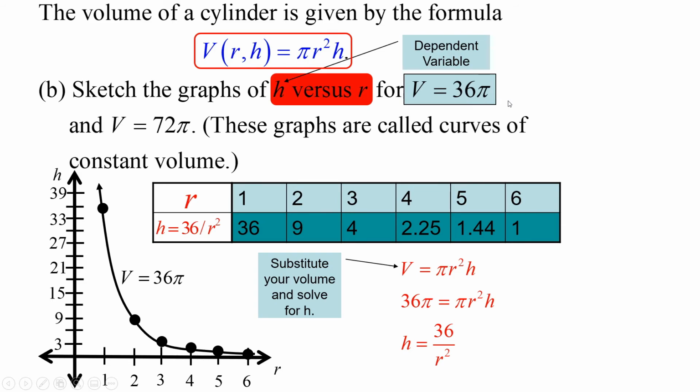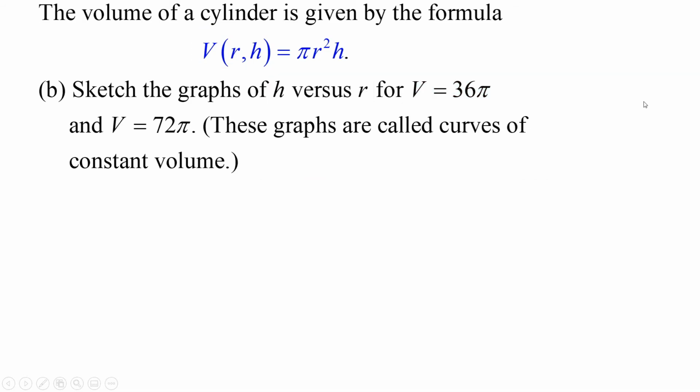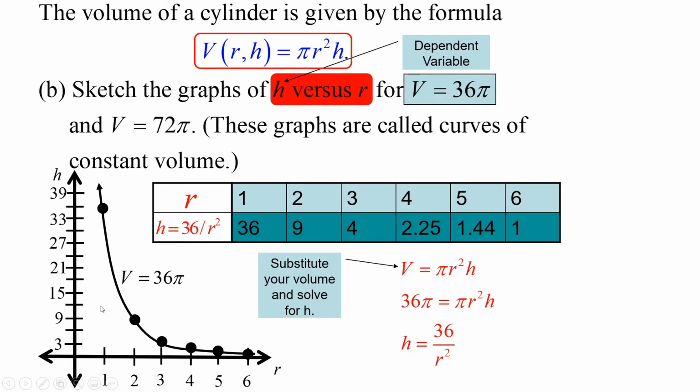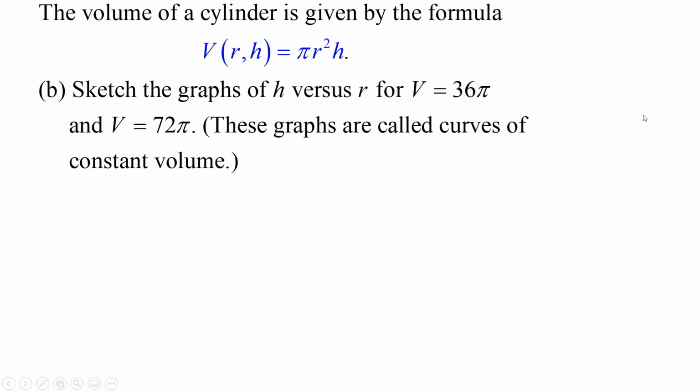Love this stuff. Now, they want us to do the same thing with the 72 pi. Piece of cake. 72 pi. Now, I'm going to show every step, but you guys, honestly, here I was at 36 pi. So now I could just double every output and get my graph. And it's going to look very similar. In fact, I could just rescale my H-axis. But let's show every step just to make sure we got this down.